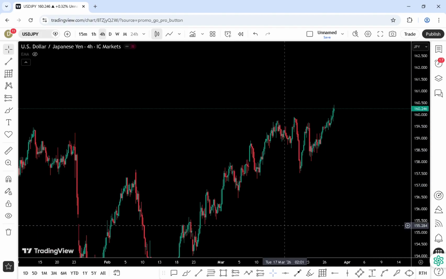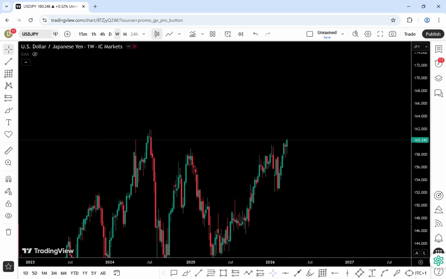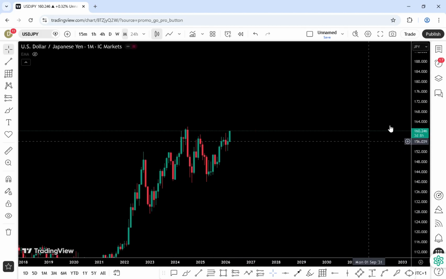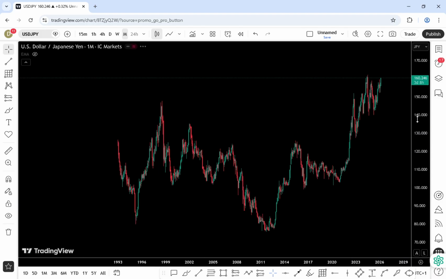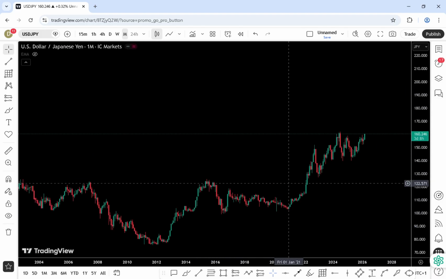Let me clear this. So based on the weekly time frame, we can start weekly, we can start monthly. But I think I've done an analysis on the USDJPY monthly time frame. You can see it's kind of smooth. The market was bearish before, and then we are seeing systematically higher lows now.